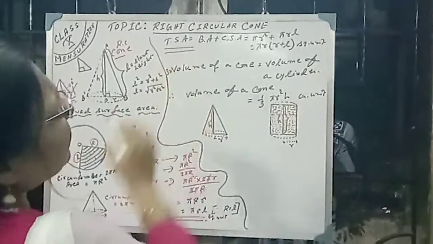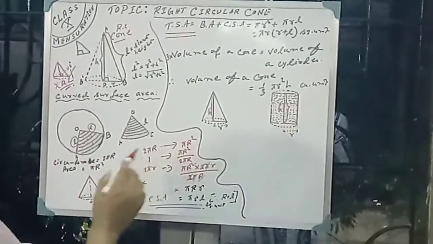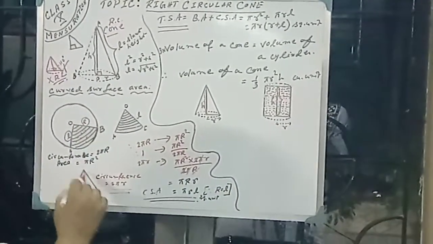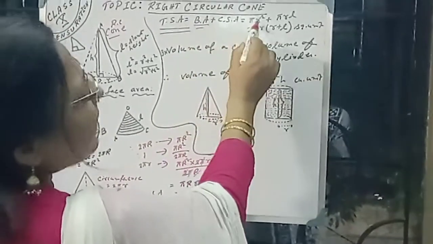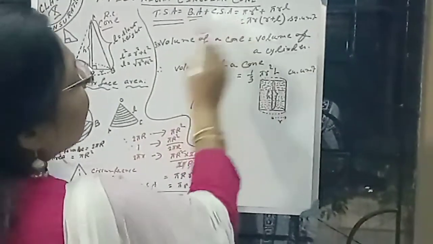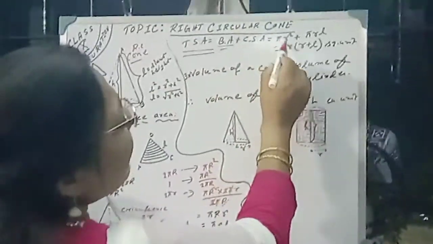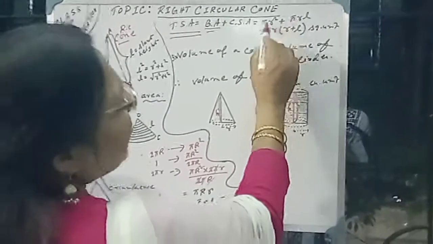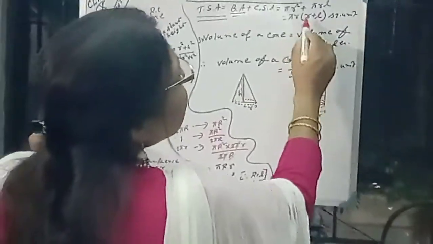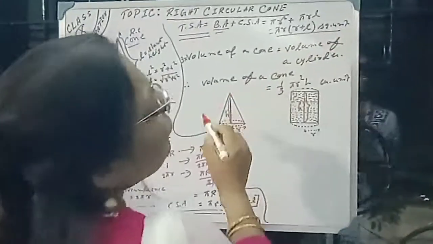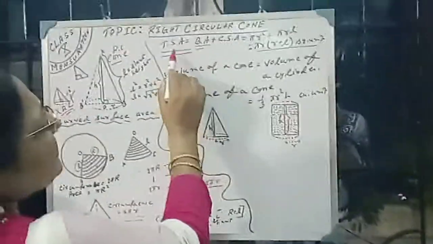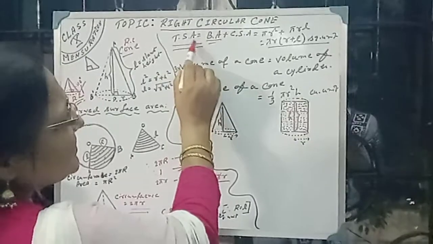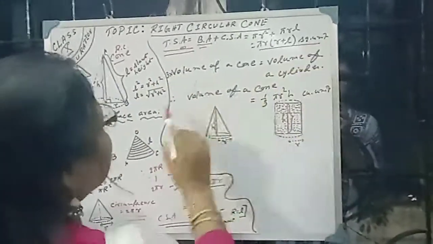Now what is the total surface area? Total surface area means the base area plus the curved surface area. The base area is a circular base, so pi r square, plus the curved surface area pi r l. Take pi r common, then we get pi r into r plus l square unit. Don't forget to write the unit, because since it is an area, it should be in square units.